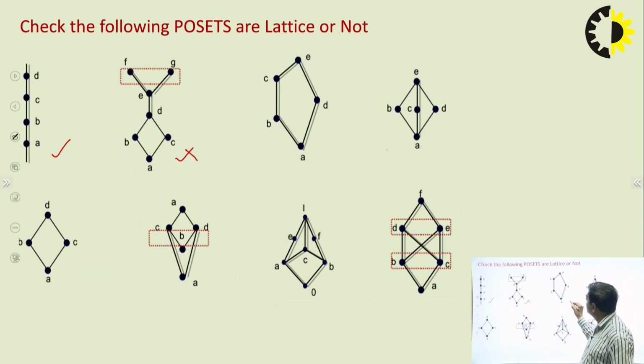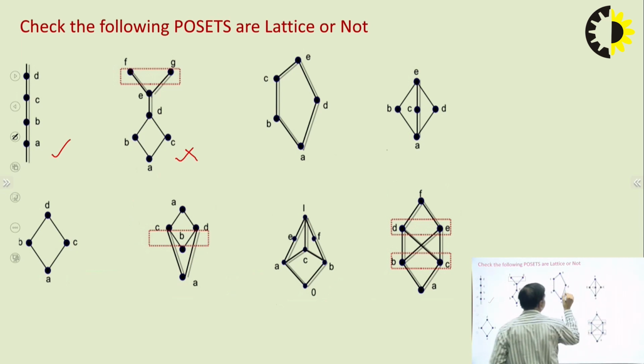Again this structure will be a lattice, because there exists the LUB and GLB for each and every pair.